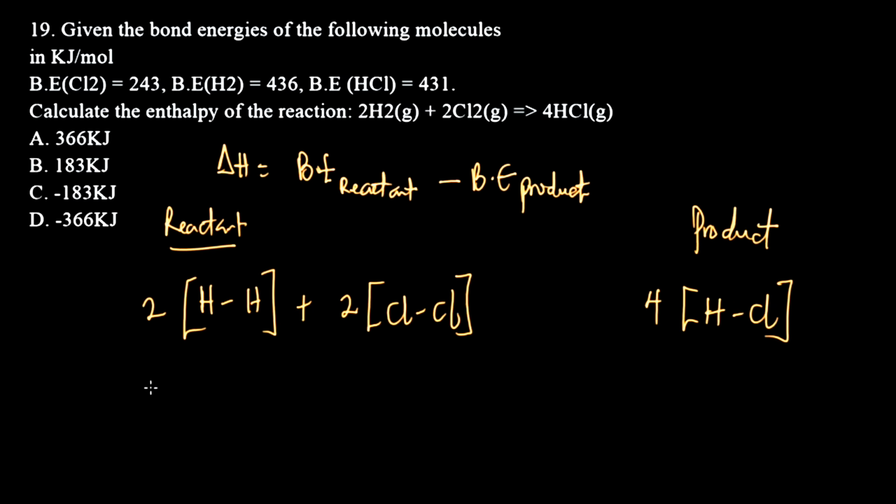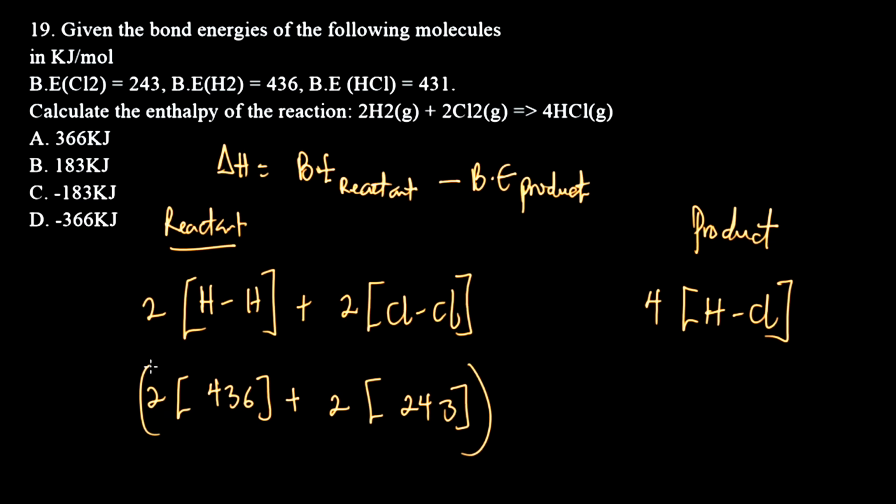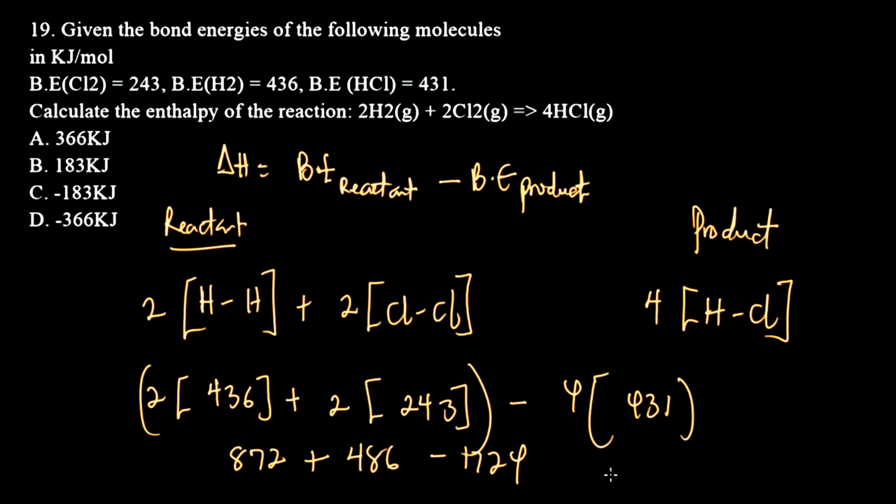So we have 2 times 436 plus 2 times 243, everything minus 4 times the HCl bond, which is 431. So we have 872 plus 486 minus 1724. Everything equals negative 366 kilojoule. So we have it to be D.